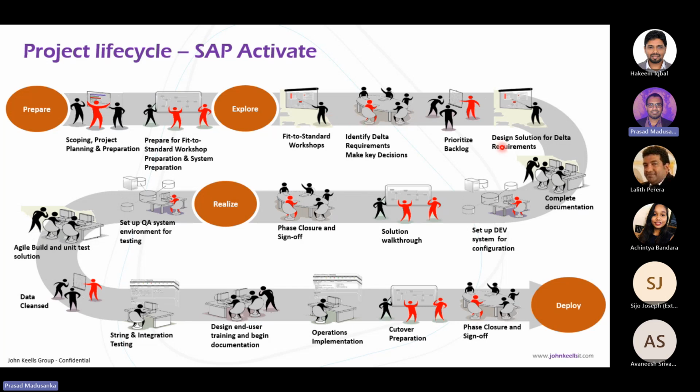Then we will configure your organization structure and everything. We gather the organization structure and related activities in the fit to standard workshop, and we provision the development system and configure it according to your company code and chart of accounts. Then we go to the QA system, where all data will be uploaded, and end user training and UAT will happen. Then we provision the production system, do the cutover and go live. This is the typical project life cycle we follow.